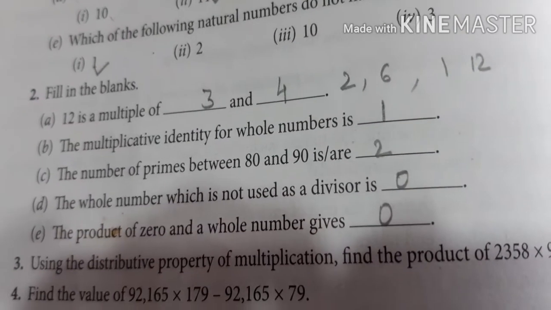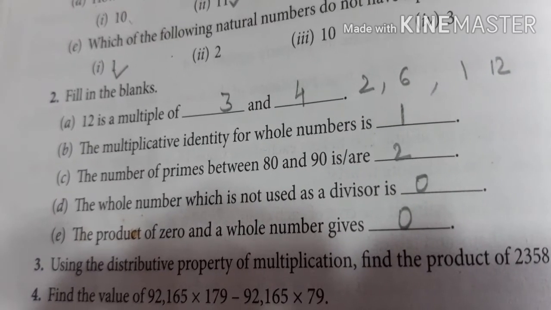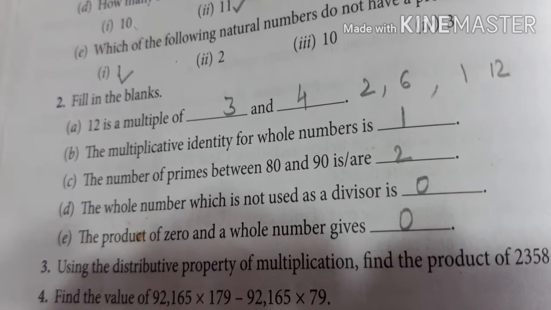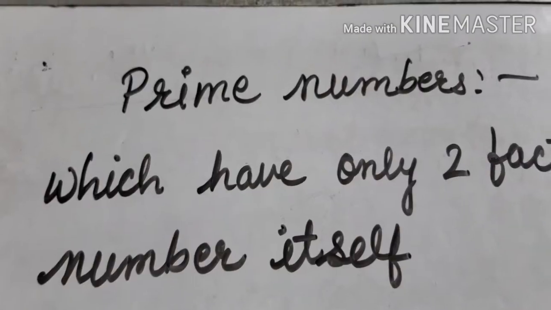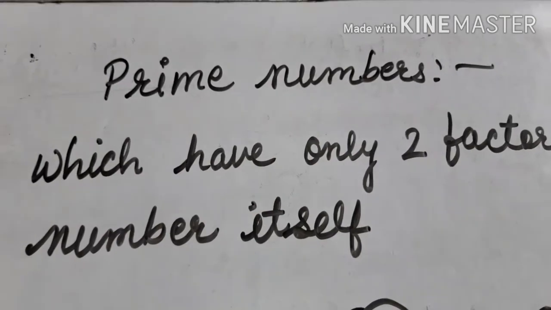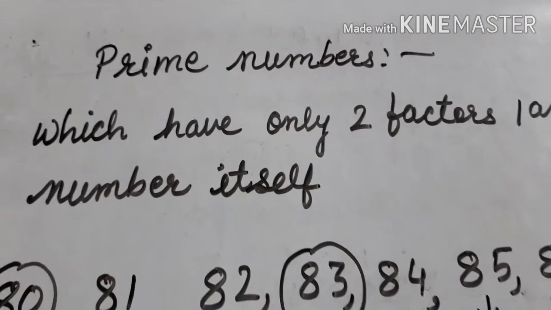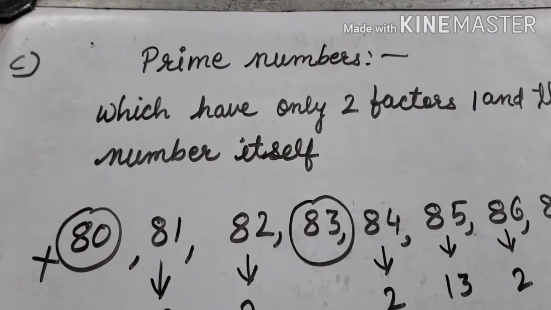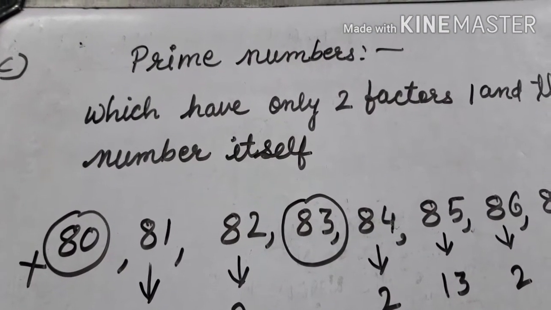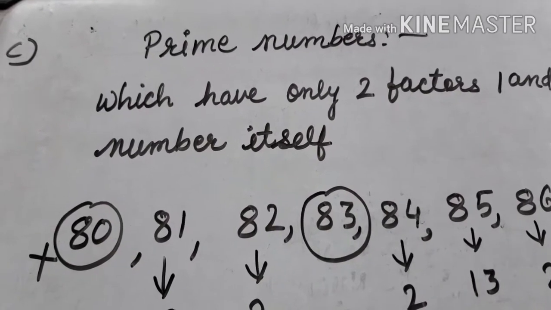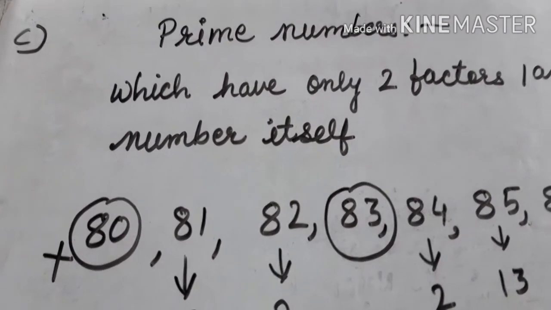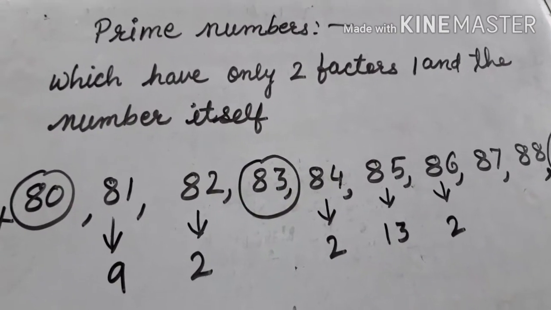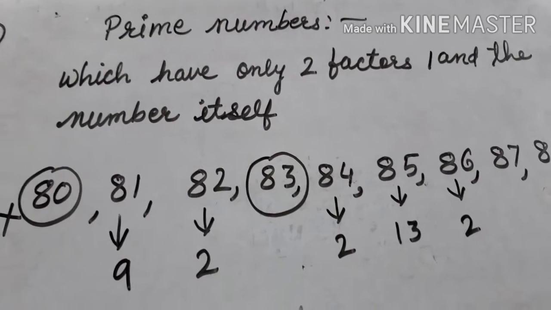Now the third one, the number of primes between 80 and 90 is or are. Now for this I will explain what prime numbers are. Prime numbers, in the previous class you have learned about it. What are prime numbers? Those which have only two factors, 1 and the number itself. It means the number which is divisible by 1 and the number itself is called a prime number. Here we have to find how many prime numbers are between 80 and 90. We will not count 80 and 90.